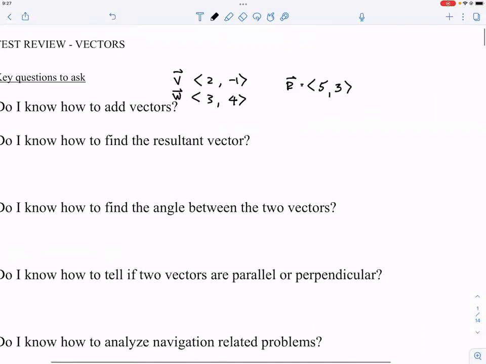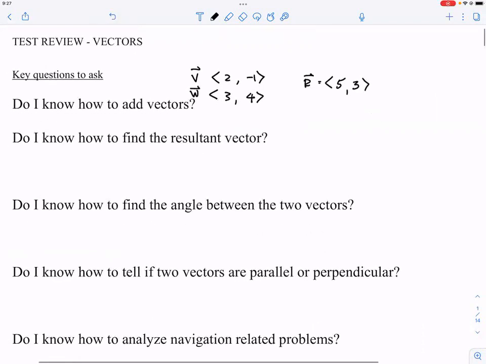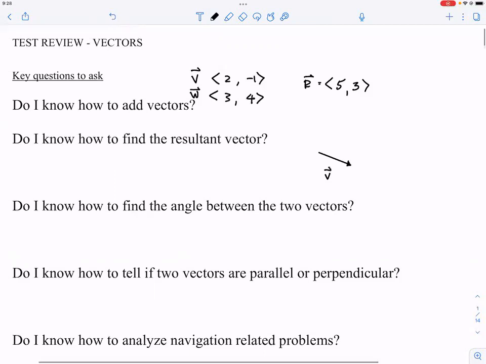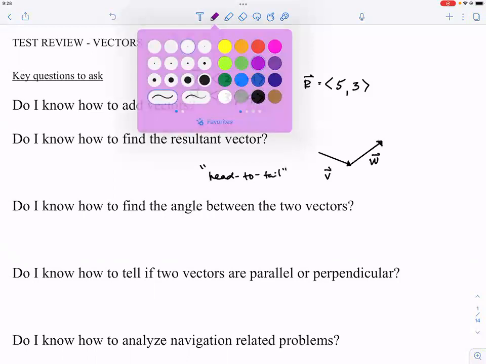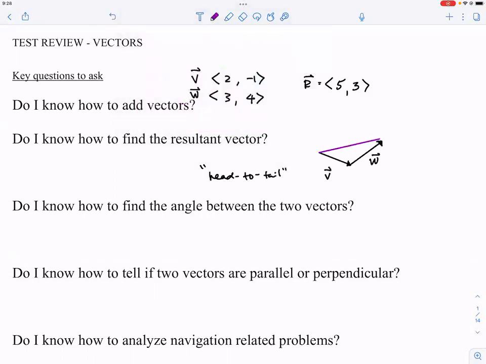The other way to add the vectors together is this: if you have 2 comma negative 1, that's your vector v, and then you connect the next vector right after v in a head to tail fashion. Okay, so you remember, head to tail, and then you want to find the total, the resultant. You start from the beginning and you go to the end point.